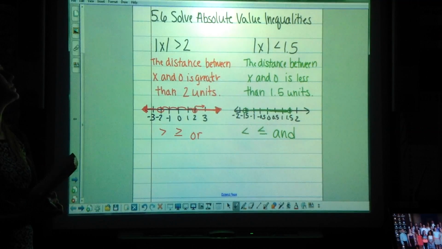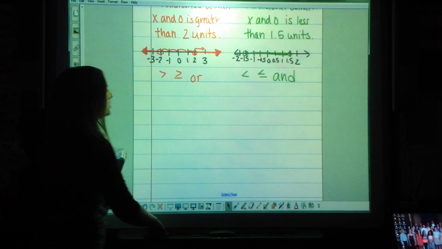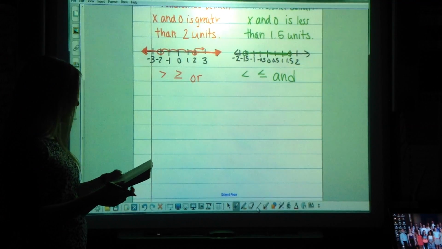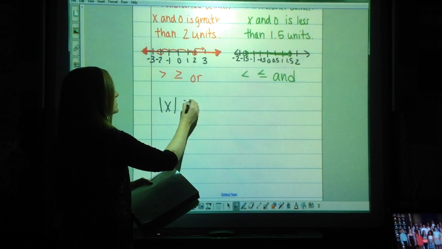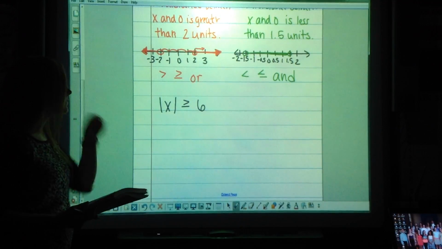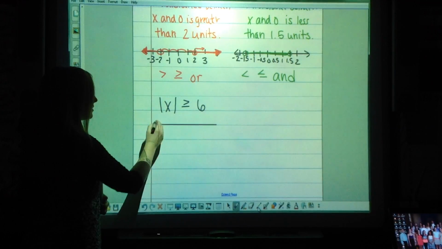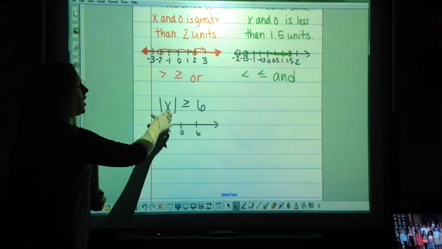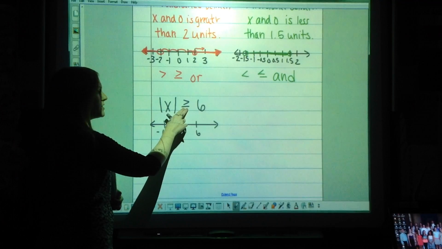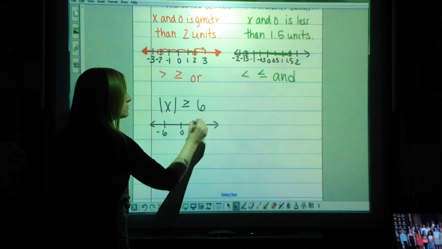Okay, so let's try some of these. Our instructions are going to be to solve the inequality and then graph the solution. Our first problem is the absolute value of x is greater than or equal to 6. So you have to know how to read this. I'm going to make a number line. It might be easier to see. The distance between x and 0 is bigger or equal to 6 units. So it's got to be bigger than 6. So we're going to be shading to the right.